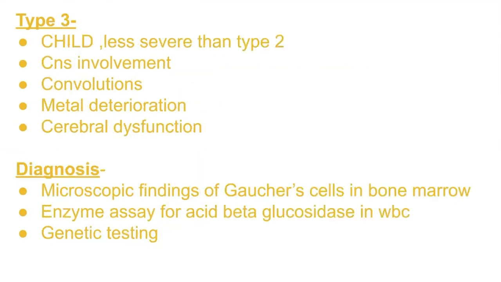And type 3 occurs in children and it is less severe compared to type 2. So the prognosis is slightly better. CNS is involved, with convulsions, mental deterioration, cerebral dysfunction.